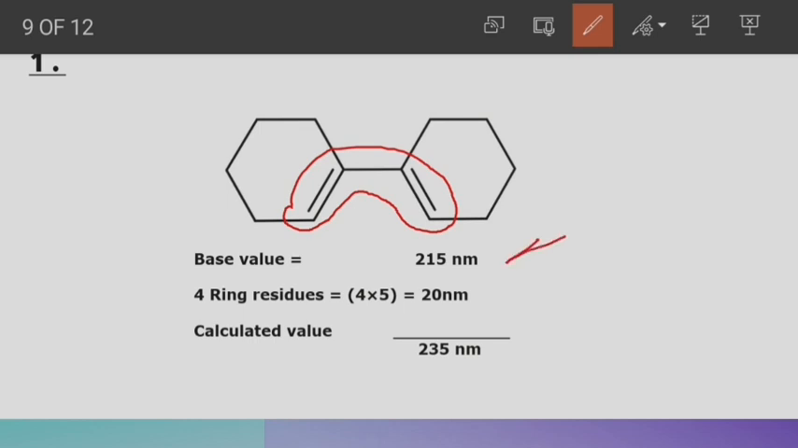And there are 4 ring residues. As we know, except for the conjugated diene, the bonds directly attached to the conjugated diene are called ring residues for a cyclic ring. So there are 4 bonds attached to this ring, so there are 4 ring residues present in this structure. So the value is 4 into 5, 20 nanometer, because 5 nanometer for each ring residue. And as you can see, there is nothing left, so the calculated value of lambda max is 235 nanometer.